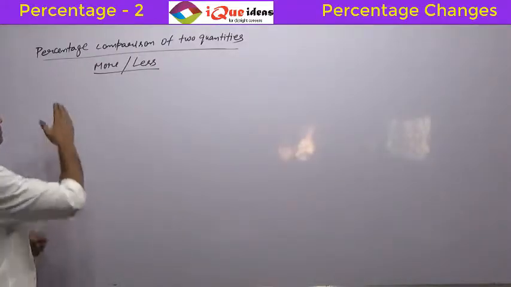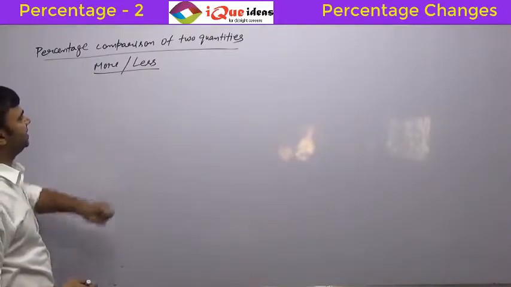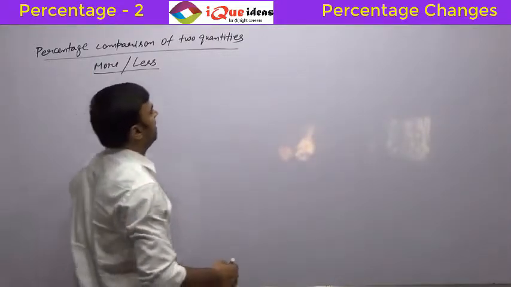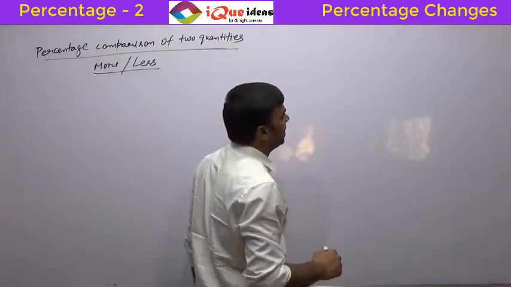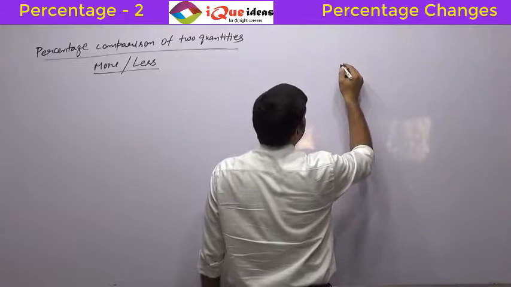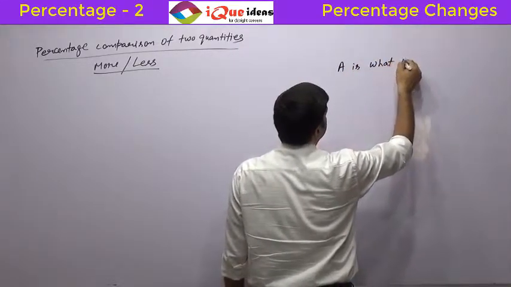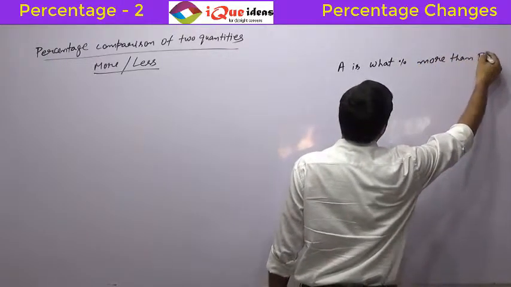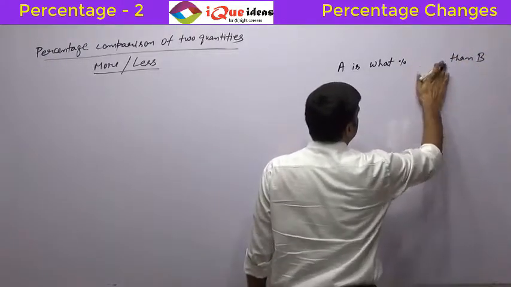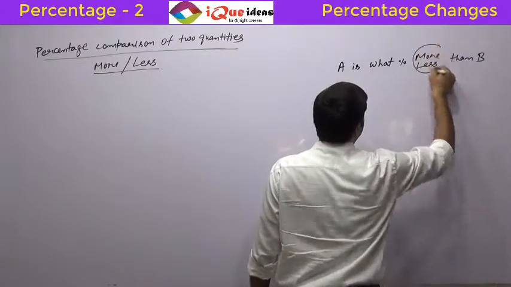Alright, now we will take percentage comparison of two quantities, like more or less. How do we do that? First, let me give you the theoretical aspect. It is the same as the percentage change which we are going to do in some time. But here, when I say A is what percentage more than B or even less than B, whether it is more or less, the formula is going to be the same.